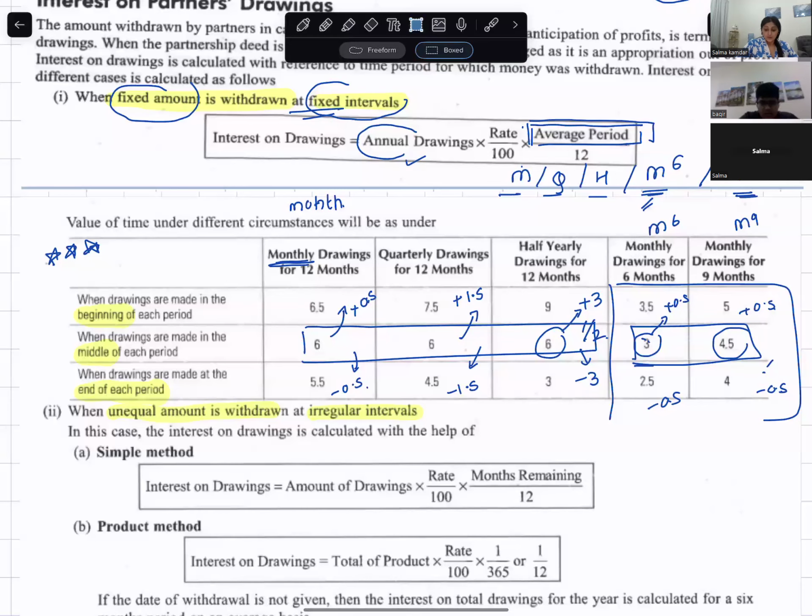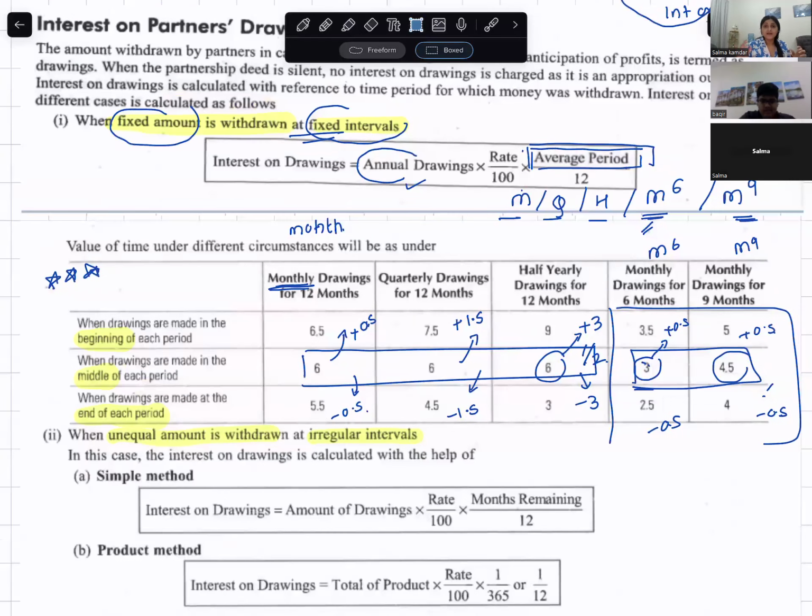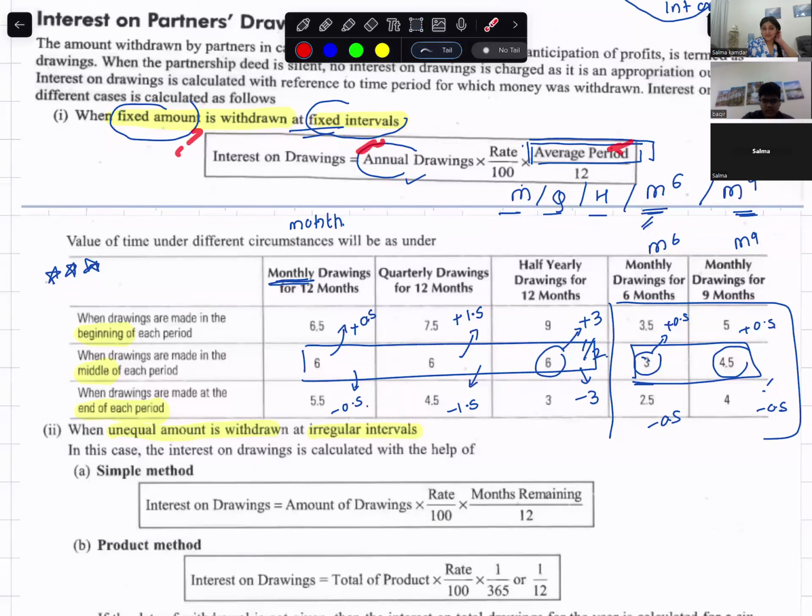Okay. For interest on drawings, which is income for the firm, there are two ways. When there is fixed amount, fixed interval, it is annual drawings into rate into period upon 12. Fixed drawing, fixed amount, fixed interval. And then the other method is unequal amount, irregular interval. Let's talk about fixed amount, fixed interval. It is monthly, quarterly, half yearly. Monthly drawings for 6 months and monthly drawing for 9 months. Are you with me?